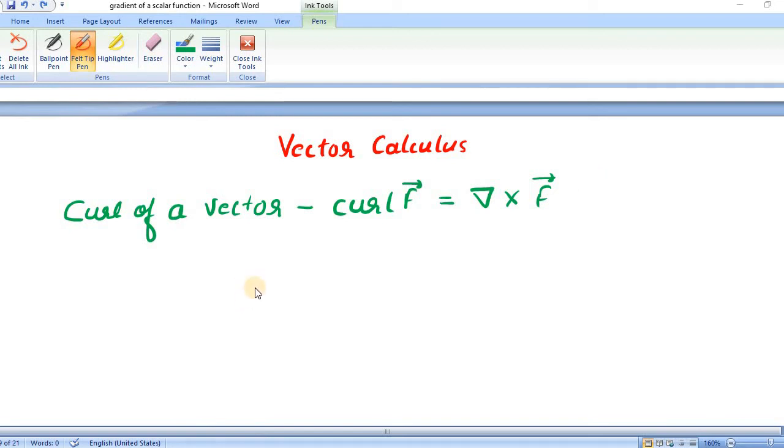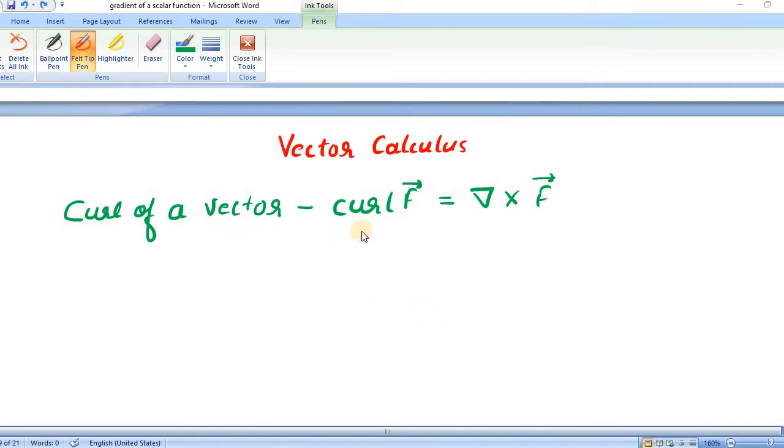Hello and welcome to the next lesson of vector calculus. In our previous lessons, we already learned what is vector gradient and we had already seen what is vector divergence. In today's lesson, we will talk about curl of a vector. So let us see what is curl of a vector and how it is defined.